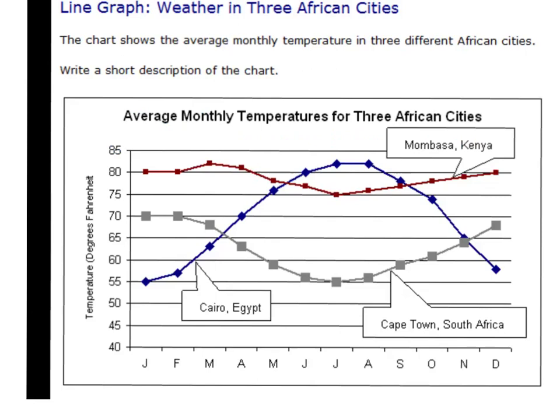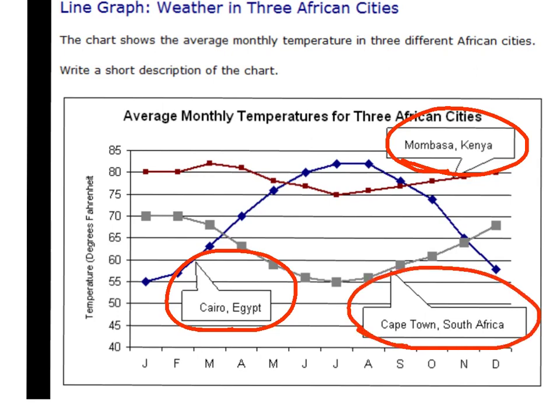The line graph gives information about the average monthly temperatures in Mombasa, Cairo, and Cape Town. The temperature is in degrees Fahrenheit, and it's given in the y-axis. The graph shows change over time. In this case, time is given in months of the year.